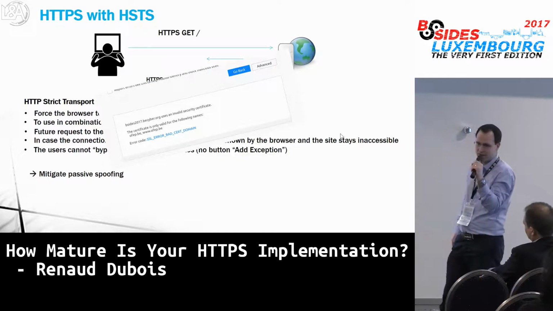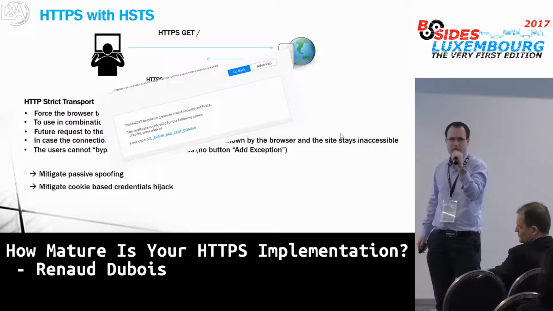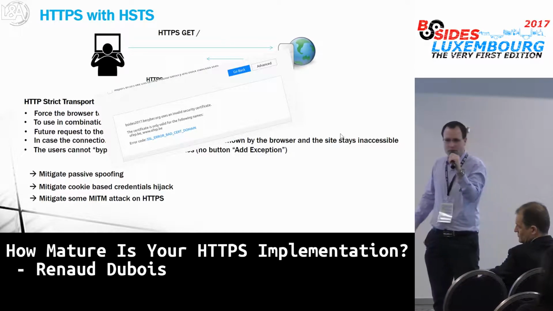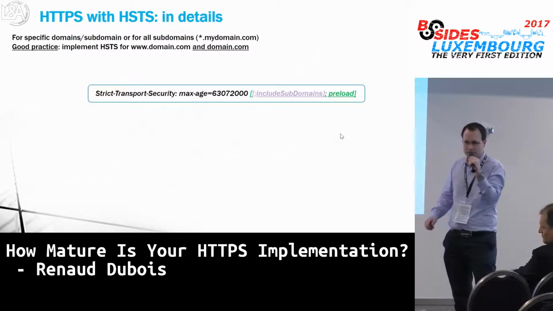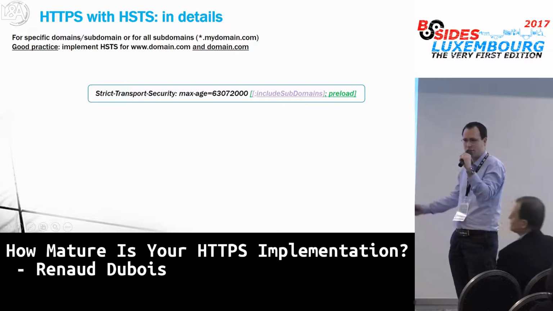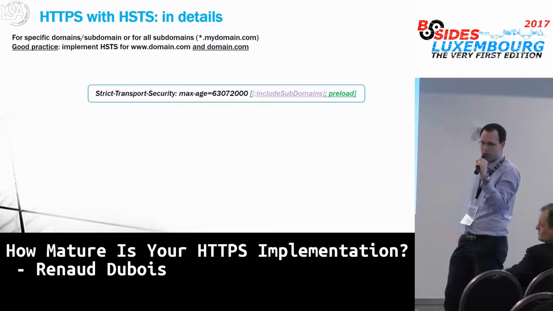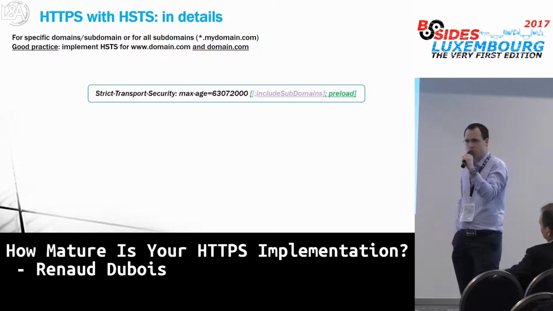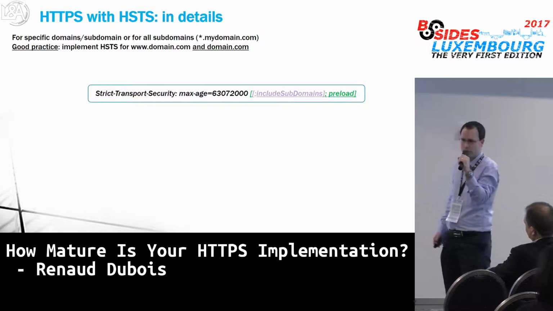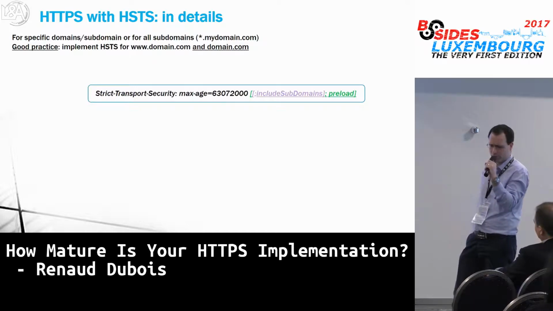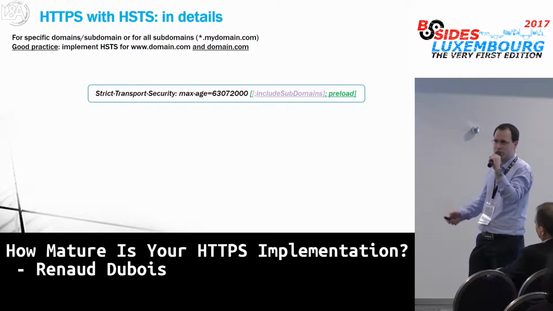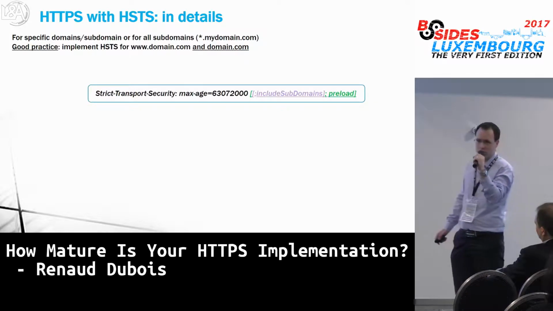As you can see, no add exception button. So this will mitigate passive spoofing. It will mitigate an attack like we saw with the Raspberry Pi and the PoisonTap, and also mitigate some man-in-the-middle attacks. So let's see now if you want to implement this. I recommend it. First, you can choose to do it for specific domains or subdomains, or for all your domains. If you do it for only one specific domain, I always recommend doing it for your domain.com, but also with the www before.